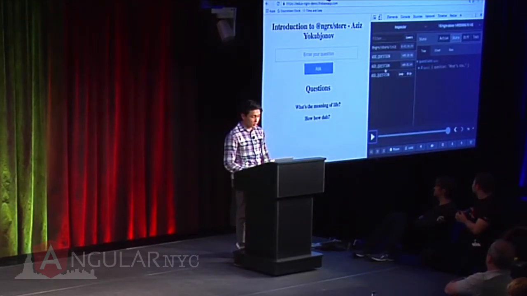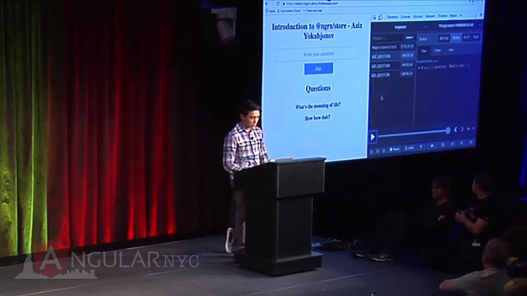Now take a look at the list of the actions. We have 3 actions here, but in the UI we only have 2. There must be a bug somewhere, right? So let's see what causes the bug and where is it.